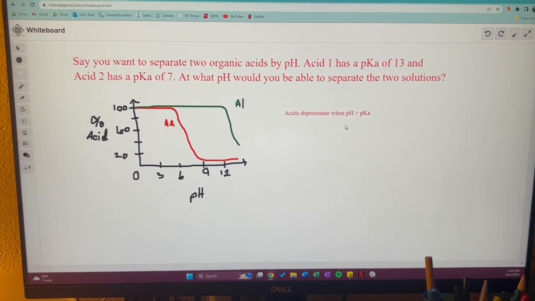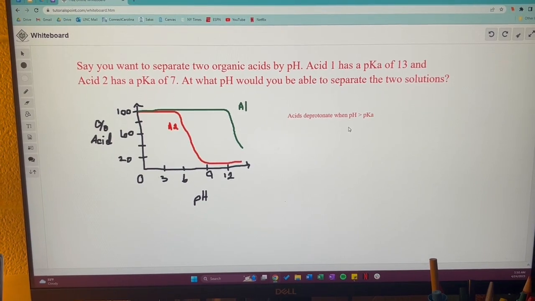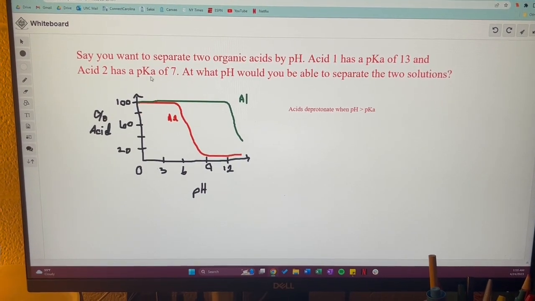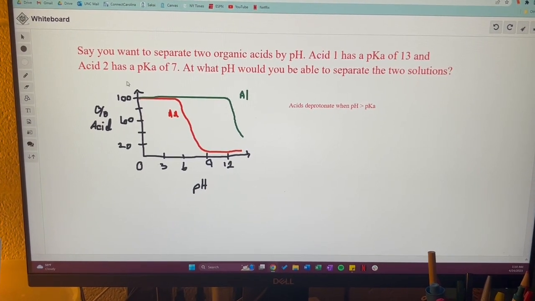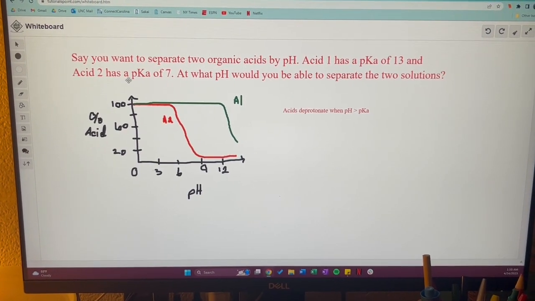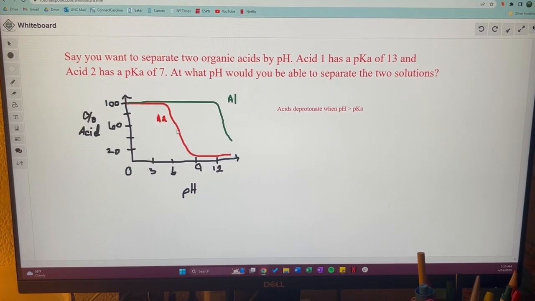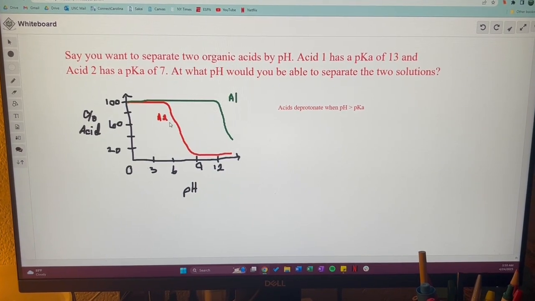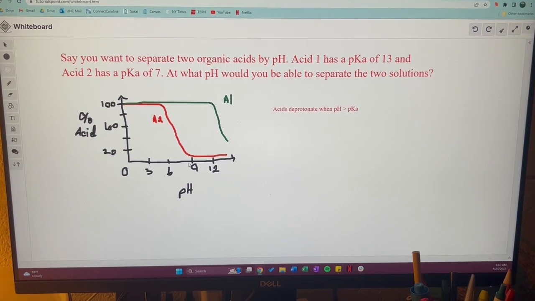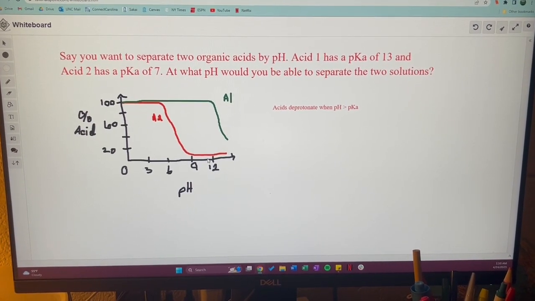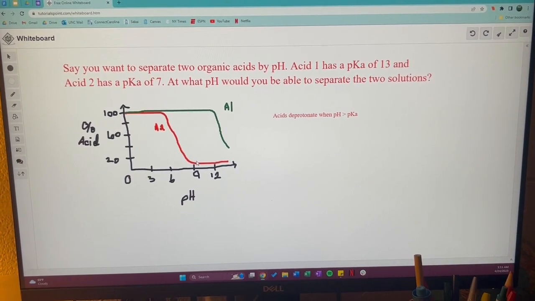But because acids deprotonate when the solution's pH is greater than the acid's pKa, and because acid 2 has a significantly lower pKa than acid 1, you'd want to find a pH where acid 2 has been deprotonated, which is where its pKa of 7, it'll be 50% protonated and 50% deprotonated. So we'll want to go past that pKa of 7 to around this 9 to 12 range, where there's going to be very little acid 2 remaining. It would most likely be its conjugate base.